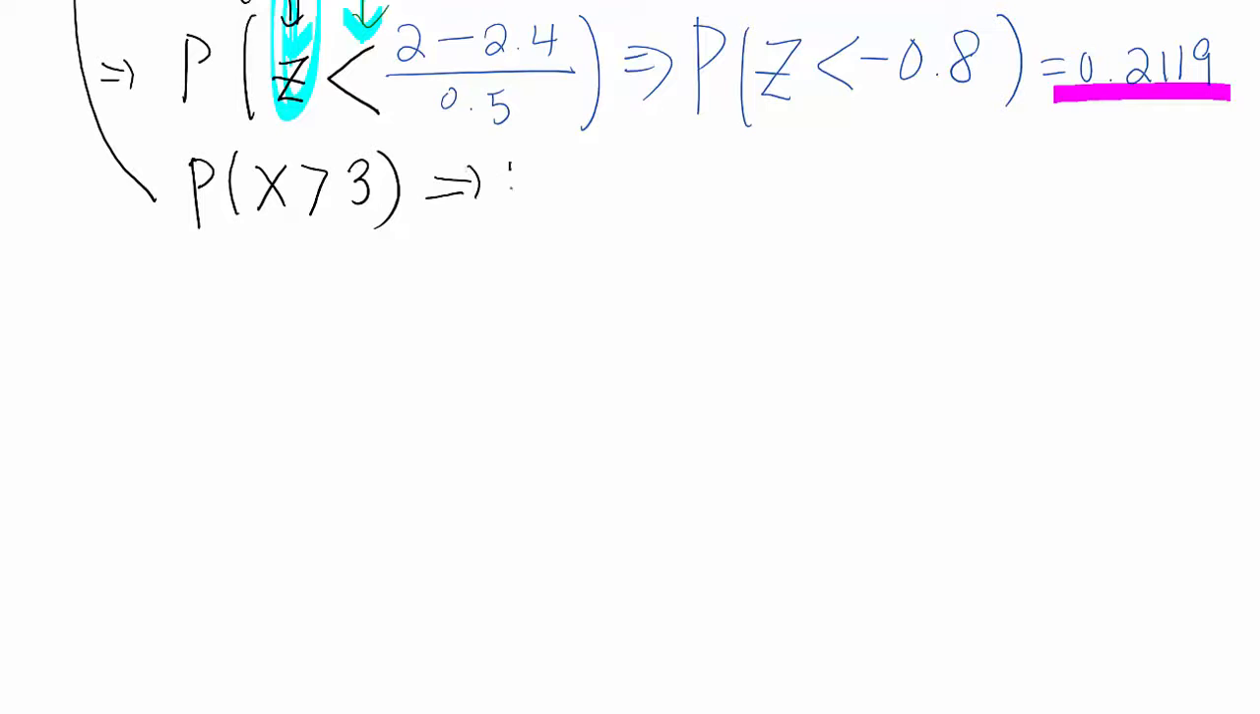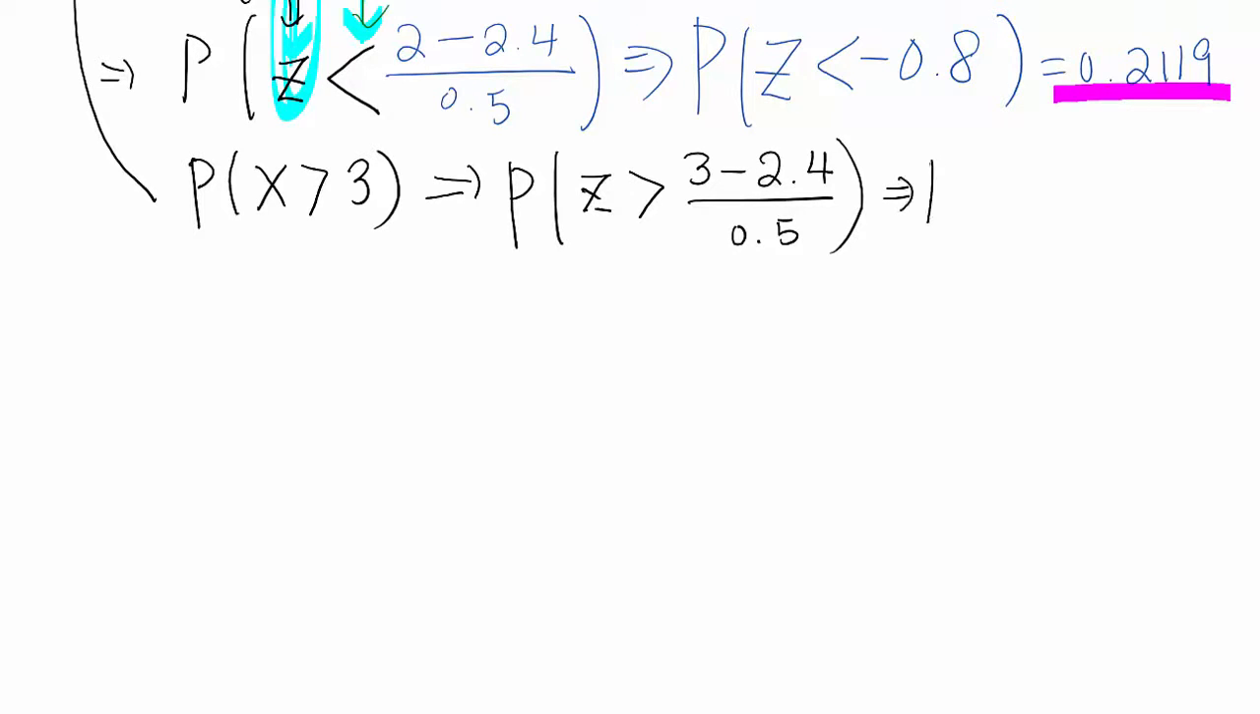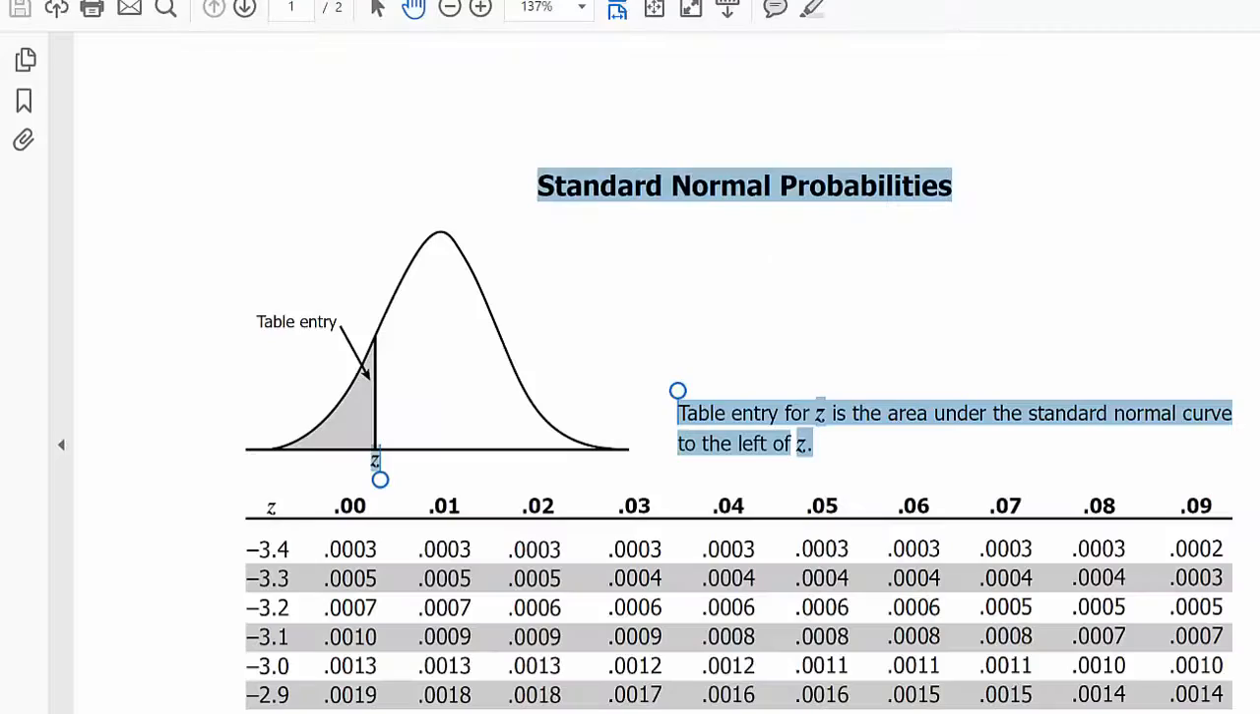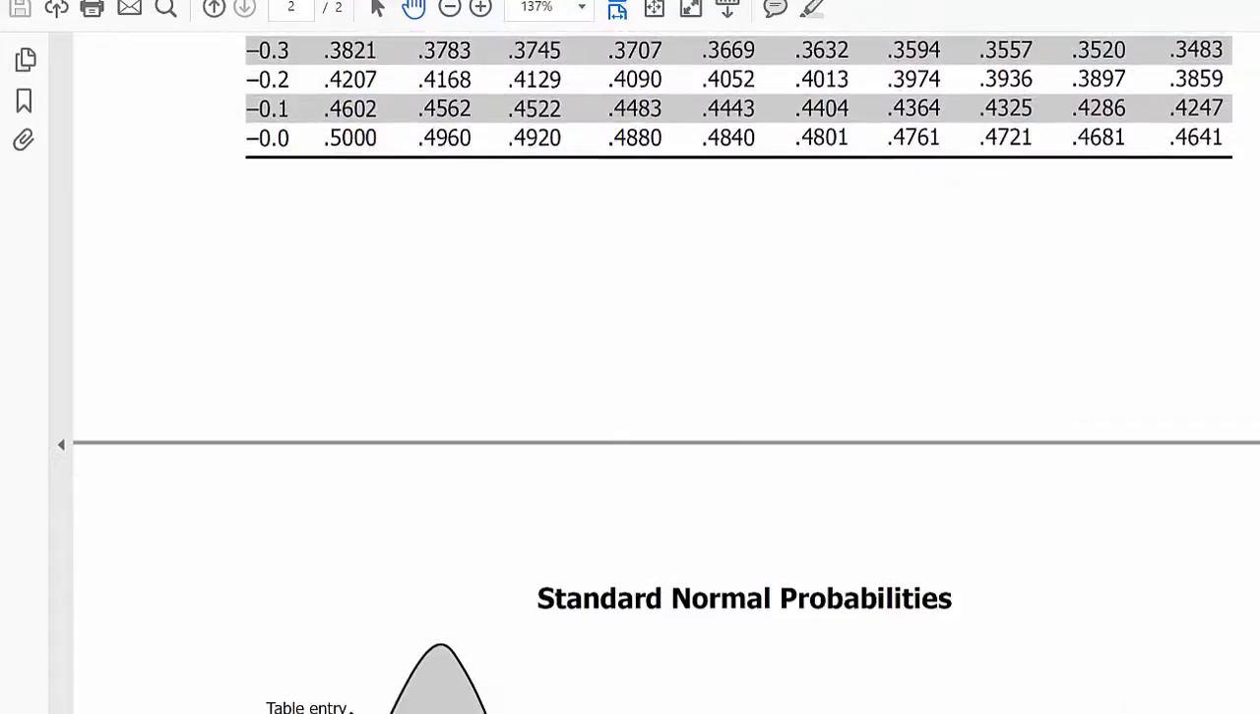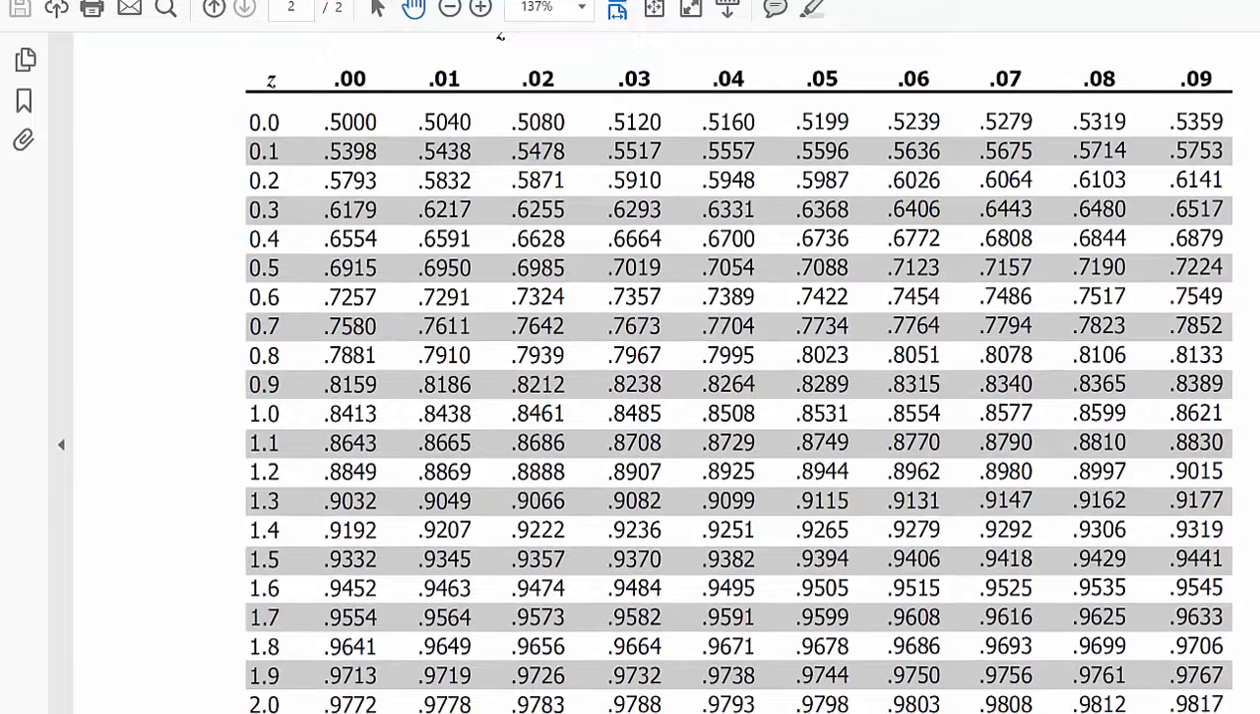Okay, so this becomes then probability. Now x become z. We keep the same symbol. Then now 3 minus 2.4 over 0.5, right? Again, x minus mu over sigma. If you calculate this one, then it's going to be probability z is greater than 1.2 here. Okay, now go to z table. So the 1.2, which is the positive side, so go here. Then 1.2, which is 0.8849.